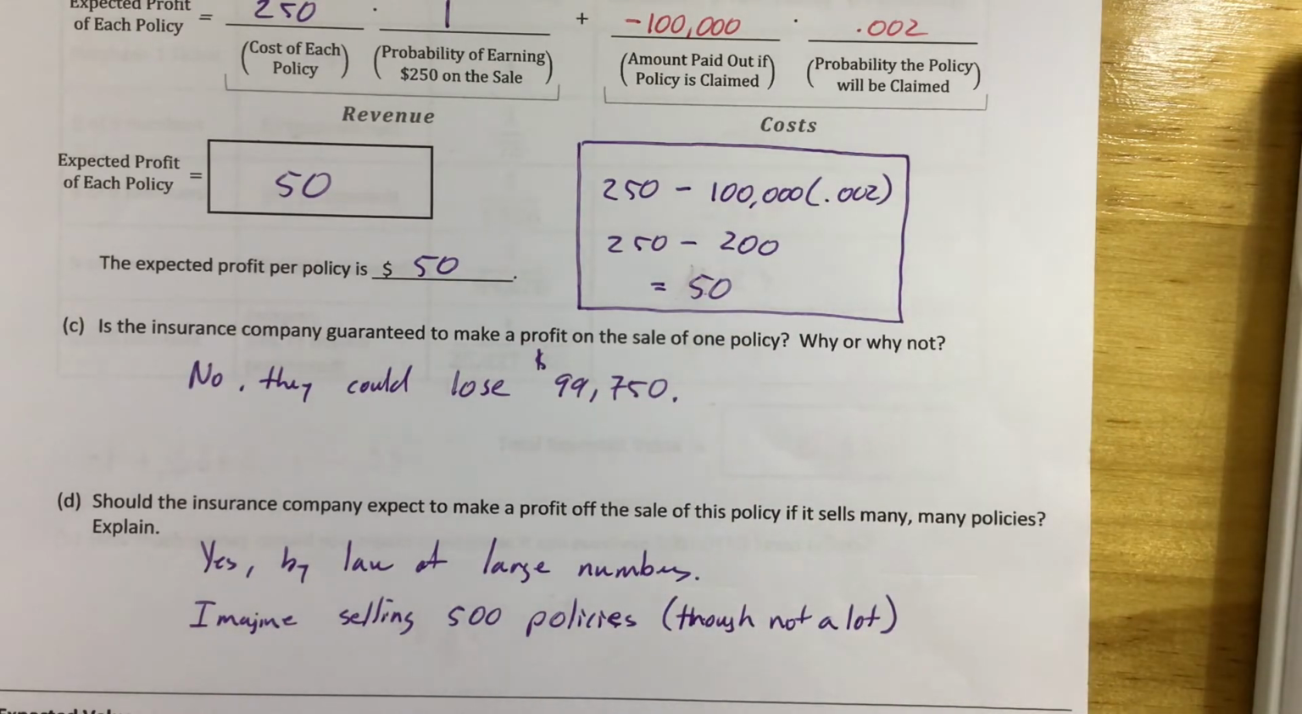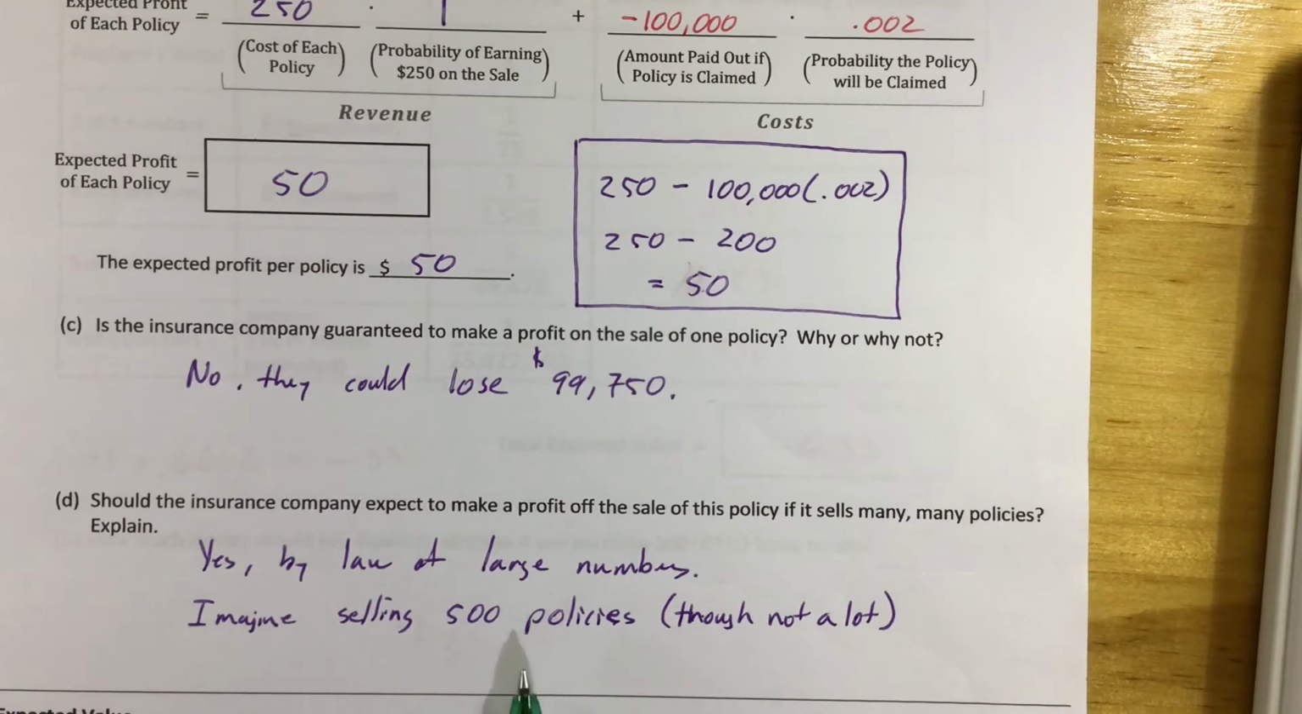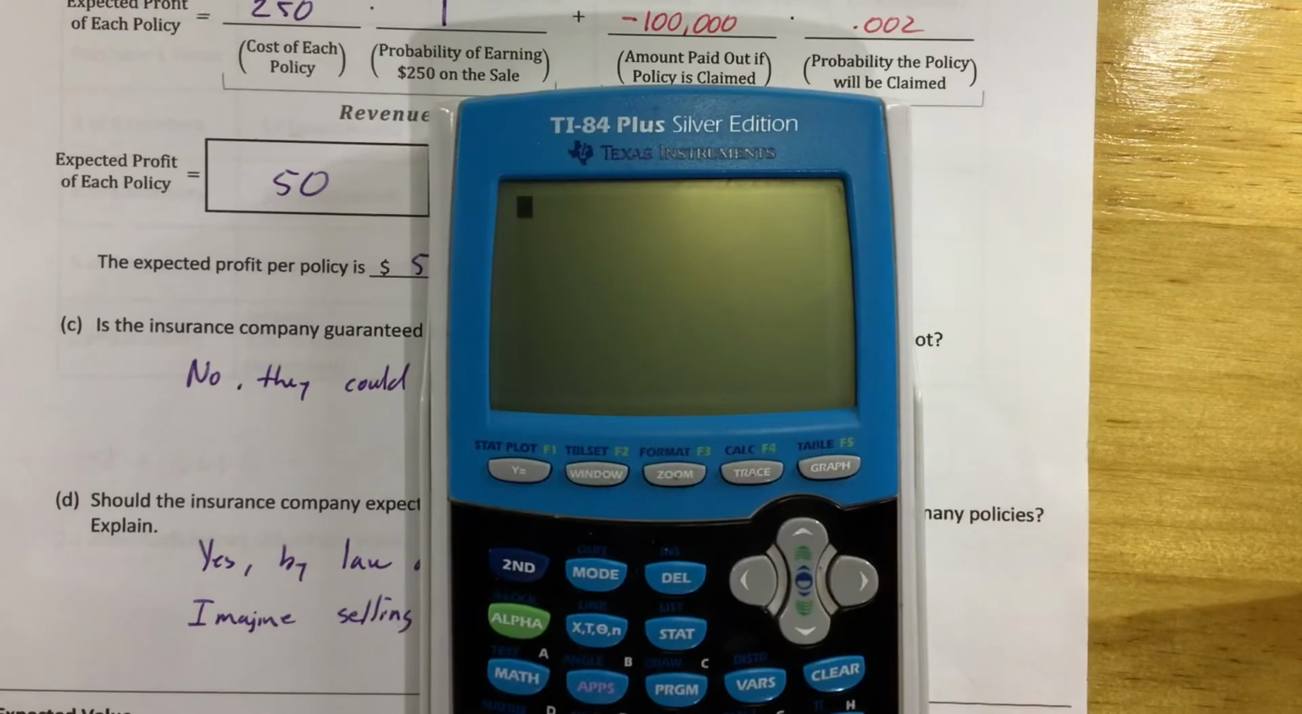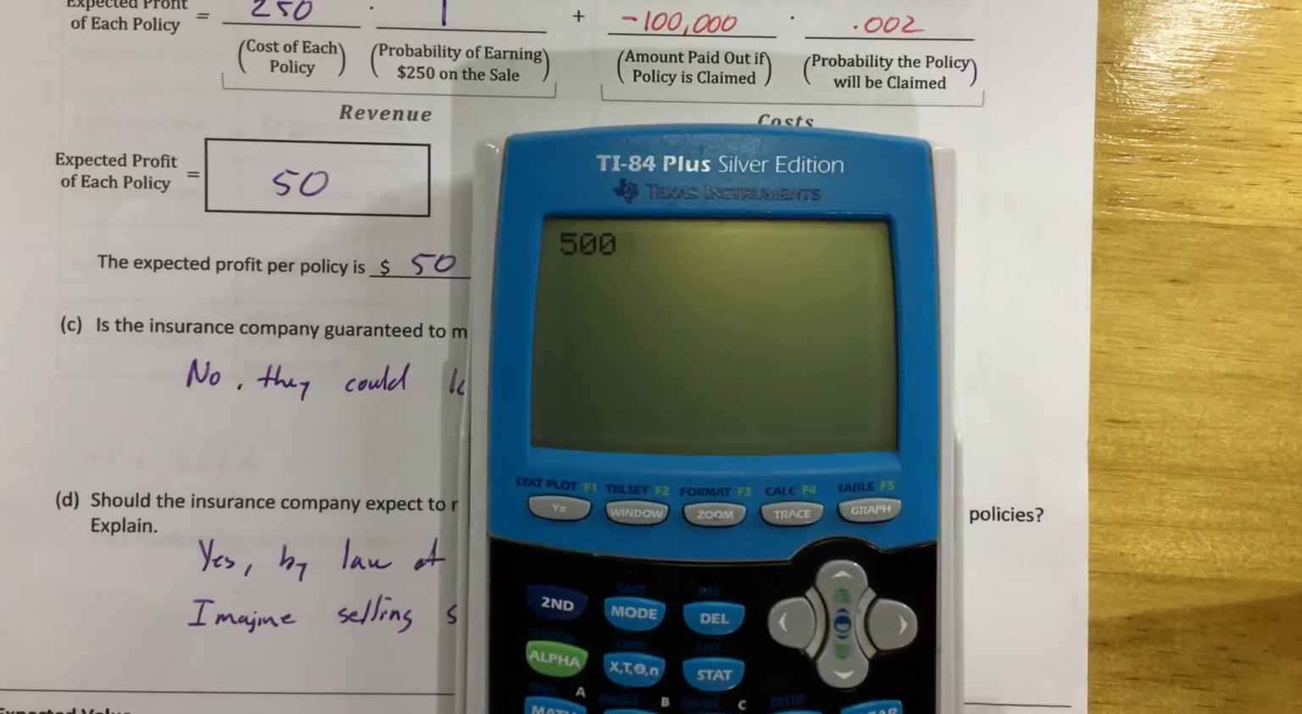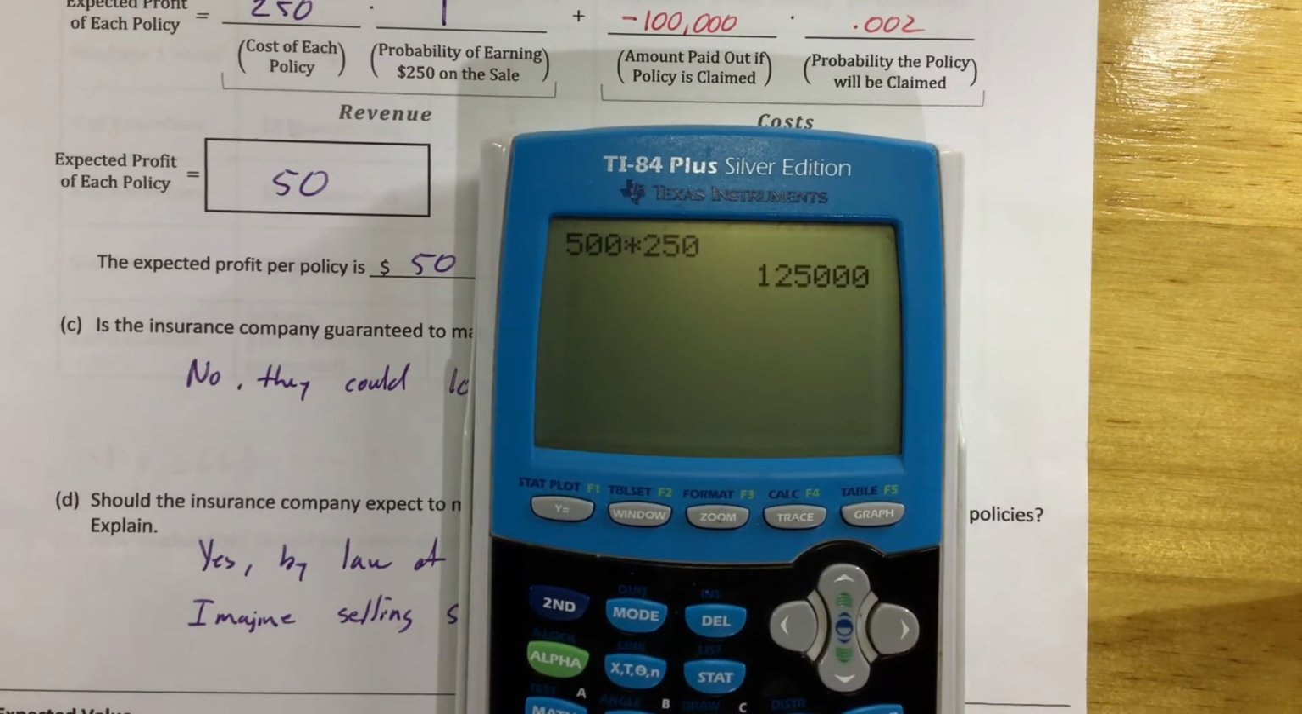All right, there's a couple things here that I want to go over a little bit more. At the very bottom of this, I wrote down that we should imagine selling 500 policies, just to give sort of a thought on it. Now, that doesn't represent a large number. I'm just saying imagine 500 policies because we had a 1 out of 500 chance that a person is going to make that large claim. So let's just look at what happens with 500 policies being sold. Okay, so the company sells 500 policies and they sell them each for $250. That's going to bring in $125,000.